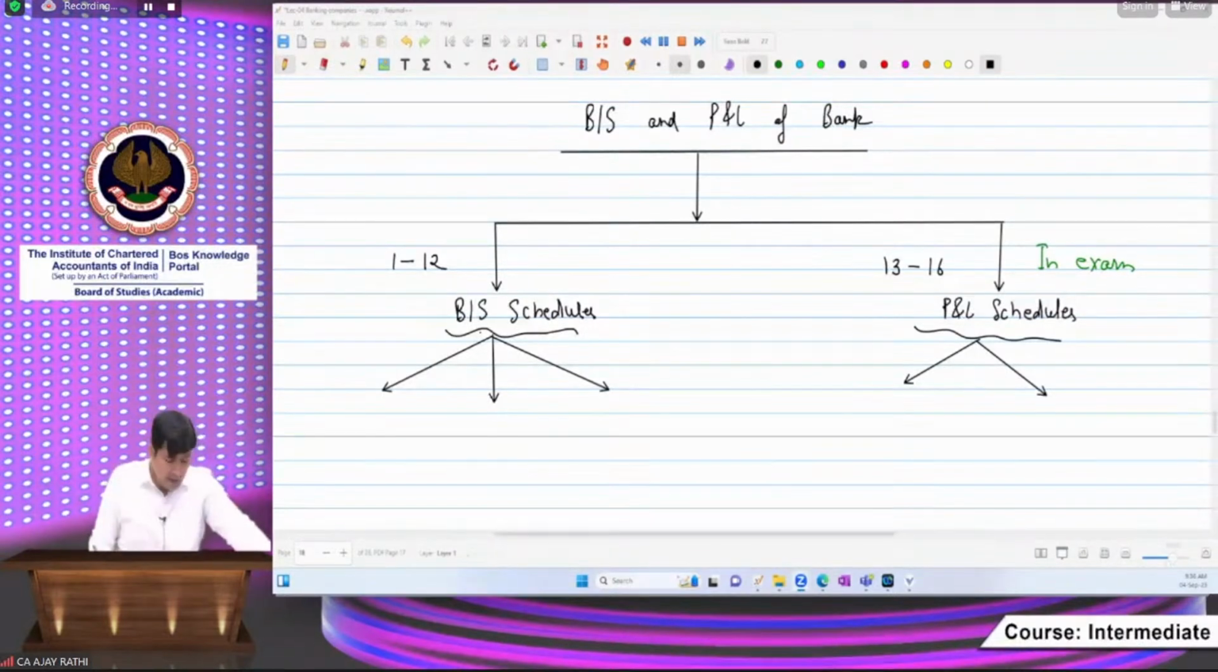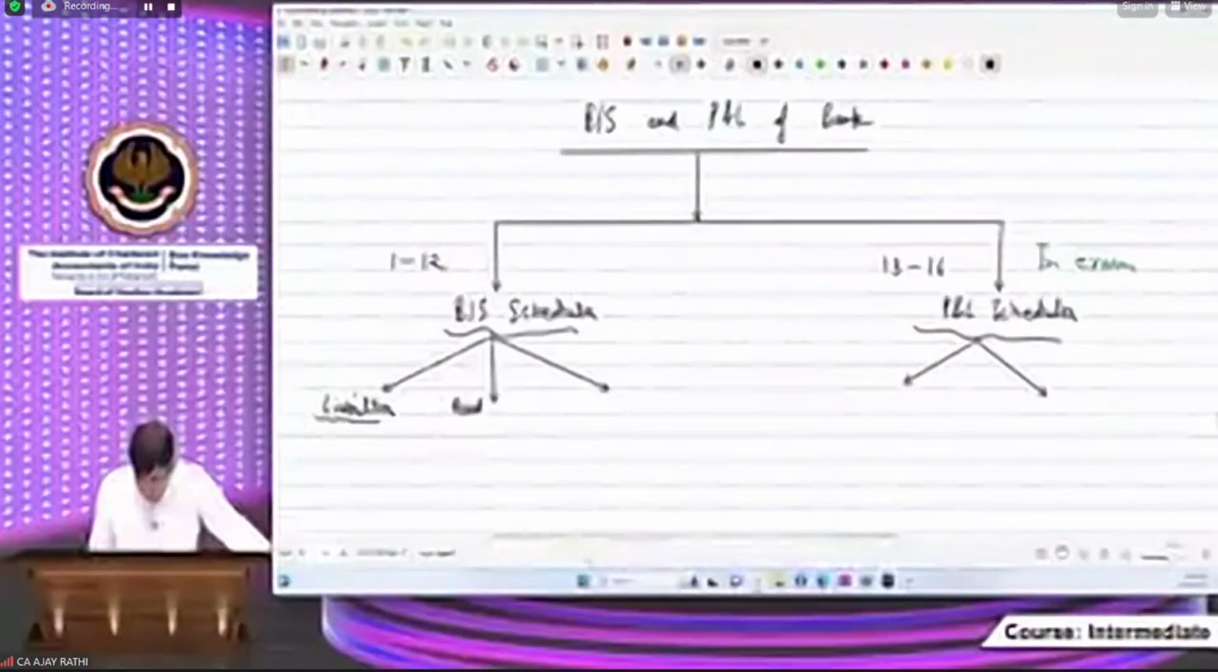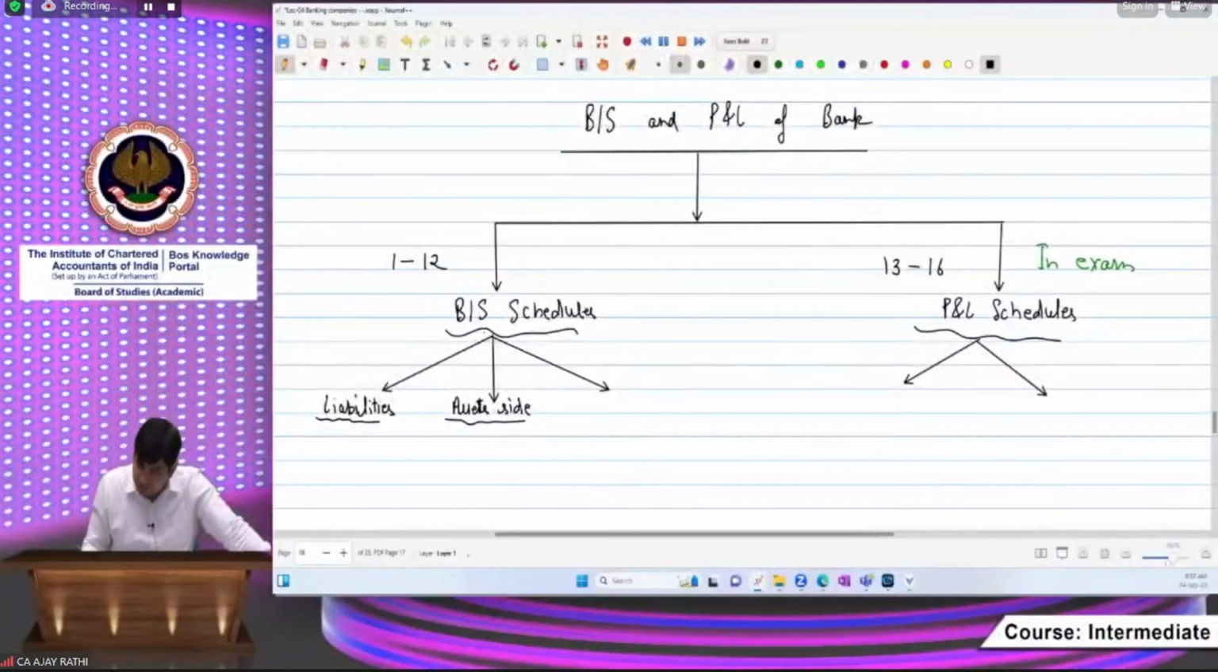Beta, in the balance sheet there are 2 sides, no, 3. So 3, yes, beta. One is the liability side, another is the asset side, and then the last one is contingent liabilities. Below the balance sheet, these items are also there.